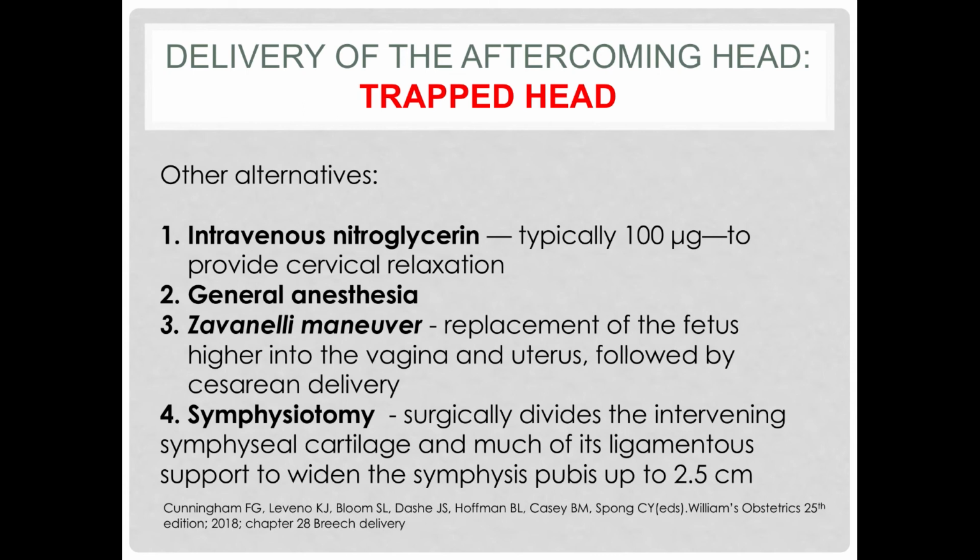This Zavanelli maneuver is classically performed to relieve intractable shoulder dystocia. We can also do this in a trapped head of a breech baby. And we can also do symphysiotomy as an extreme measure. This is when you surgically divide the intervening symphyseal cartilage and much of its ligamentous support to widen the symphysis pubis up to 2.5 centimeters.